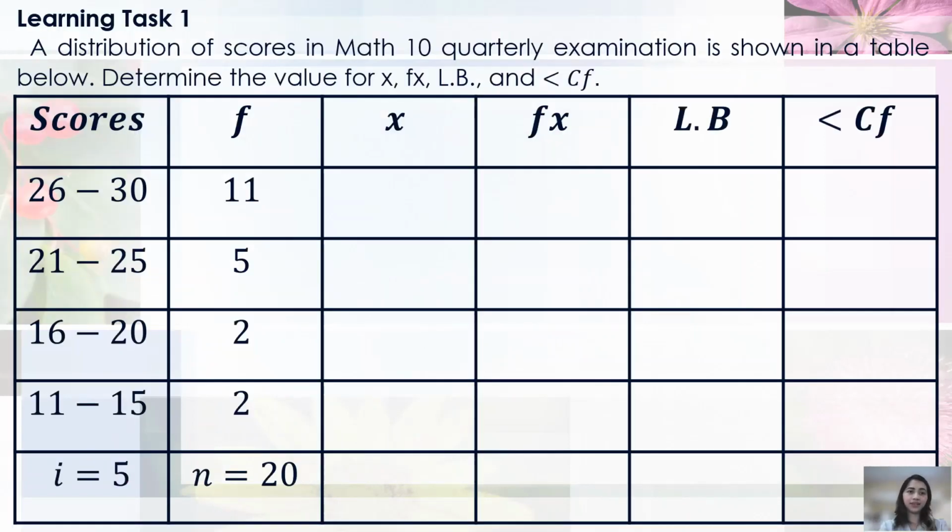So let's have now your task for today. Your task for today is to use this table. After using this table, you need to find the value for the mean, the product of frequency and mean, the lower boundary, and the less than cumulative frequency.